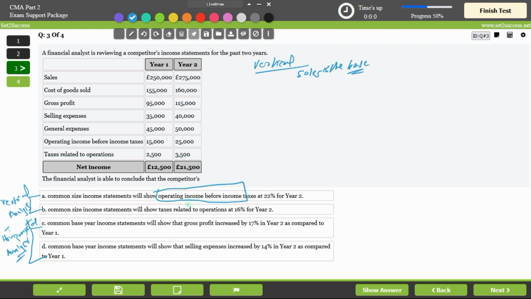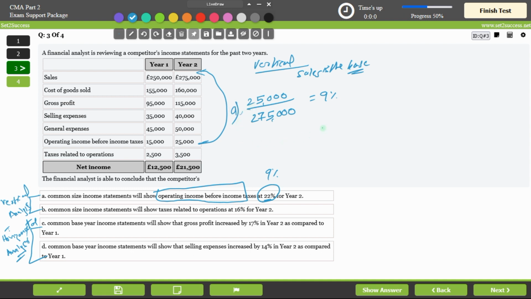So operating income before income taxes in year 2 is 25,000. And what's the percentage of its 275,000? So it's the amount of the line item divided by the amount of the base. The amount of the base is 275,000, so 25,000 by 275,000 is equal to 9%. So this is not 22%, this is basically 9%. And this is option A.